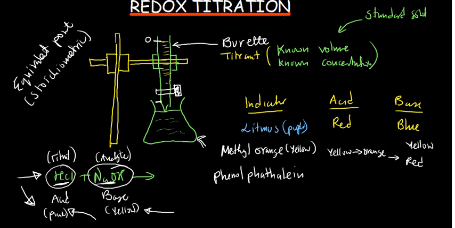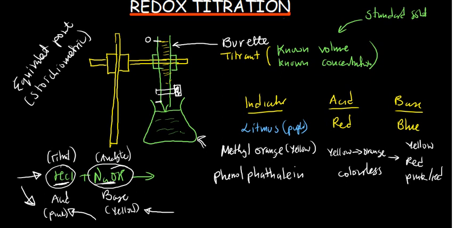And then another common indicator that is used is phenolphthalein. For this indicator, the color in an acid is colorless, it doesn't have any color. But in a base, this indicator can be either pink or red.